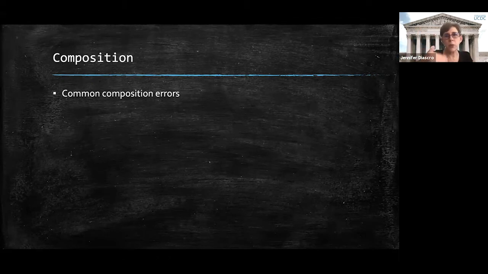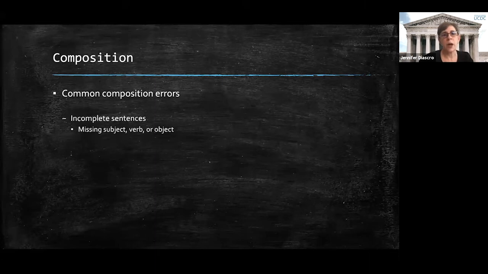So this all builds together, and we'll get to the argument part in a few minutes, but there are some pretty common composition errors that you will recognize. A couple of them I already mentioned when Sabrina asked her question, but incomplete sentences, where you're missing a subject, a verb, or an object. And you might ask, well, what's a verb and what's an object? Those are grammar issues that we could talk about at another time if we had more time.